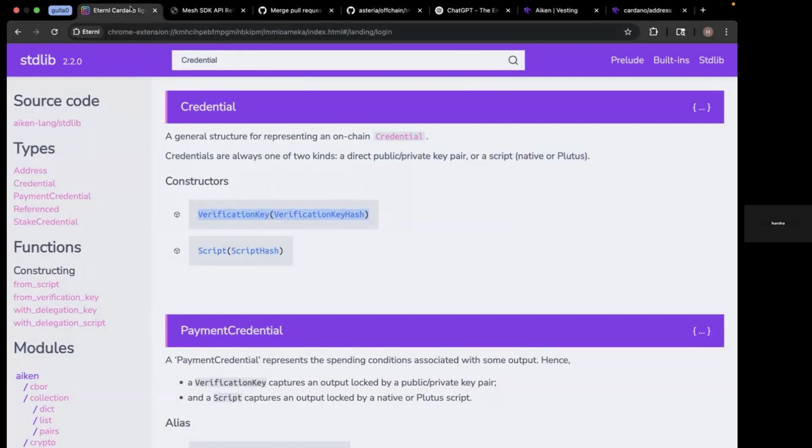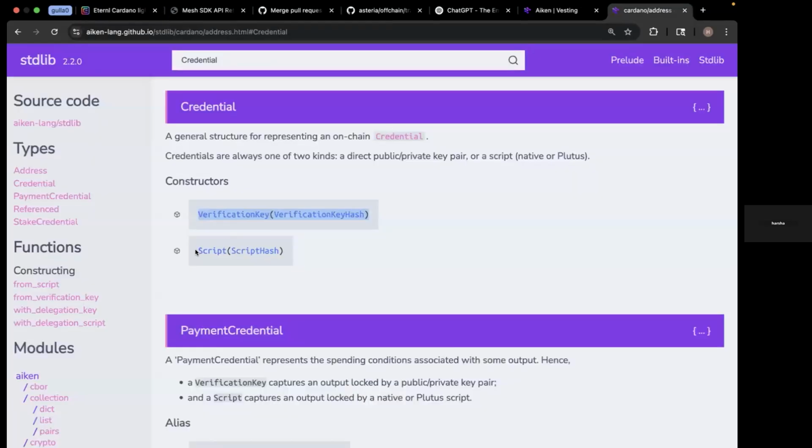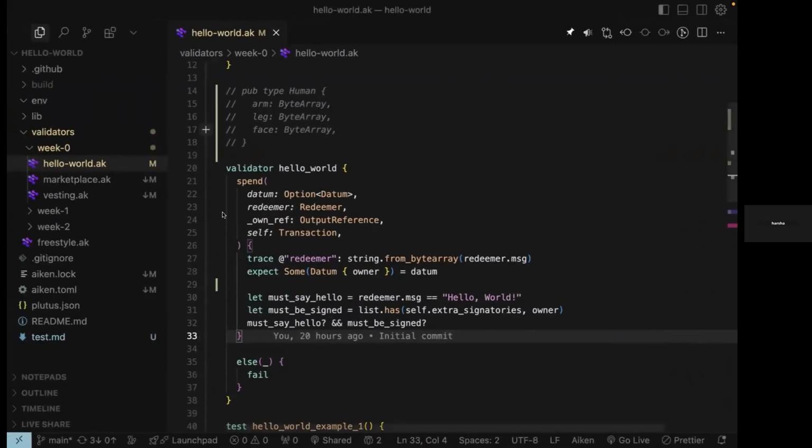So, for example, I'm using an Eternl wallet, right? So I am using a private or public key to control this address. And when a script hash is controlling that address, that means that address lives and dies by the rules defined in the validator. Make sense?